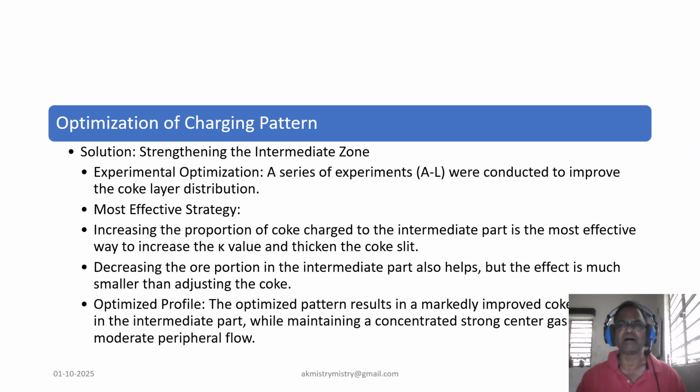Having identified the root cause, the team used the model to find a solution. Through a series of optimization experiments, they determined that the most effective strategy to solve this instability was to increase the proportion of coke charged to the intermediate part of the furnace. While reducing the ore in this area also helped, adjusting coke distribution had a much larger impact.